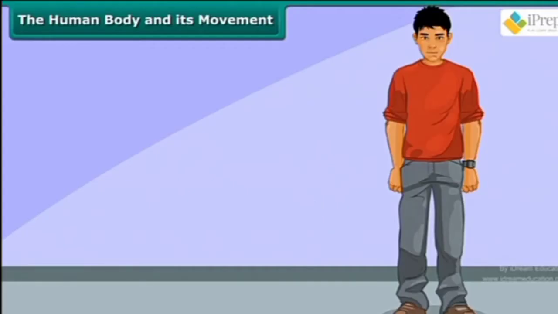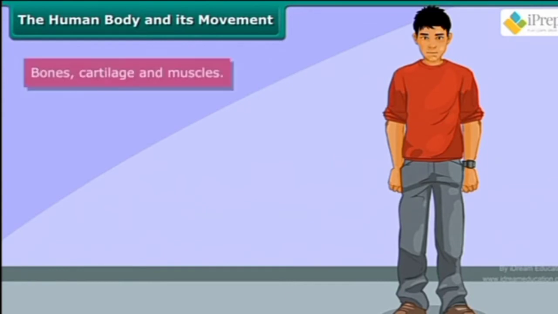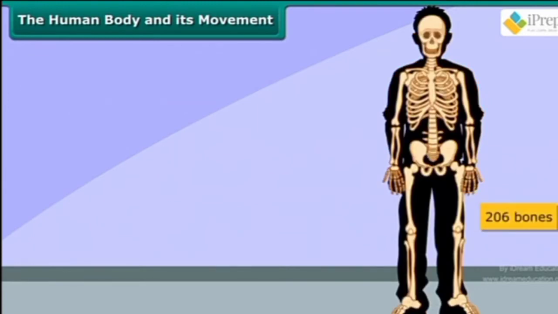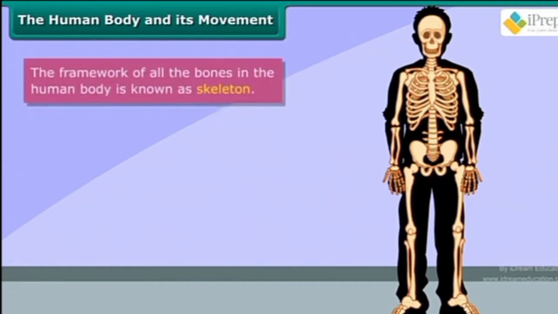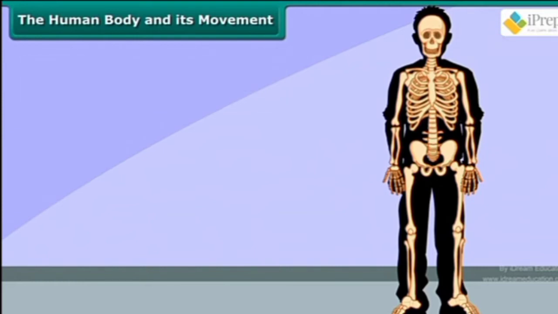Body and its movement. As we already know, the shape of our body is due to the presence of bones, cartilage and muscles. And there are 206 bones in the human body. The framework of all the bones in the human body is known as the skeleton. It consists of the skull, hand bone, shoulder bone, rib cage, pelvic bone, backbone, leg bone and cartilage.